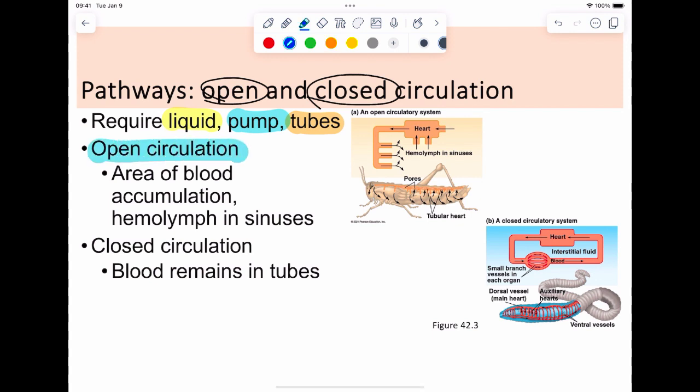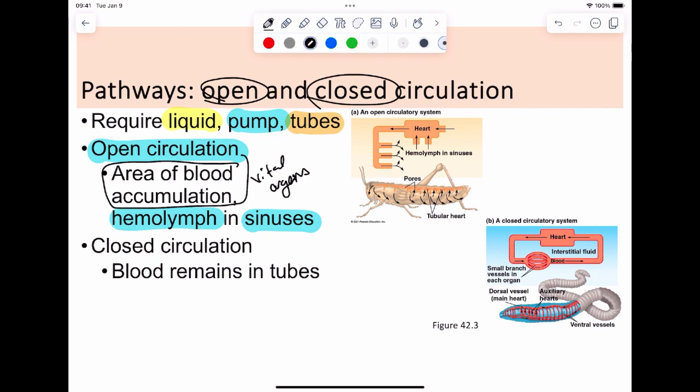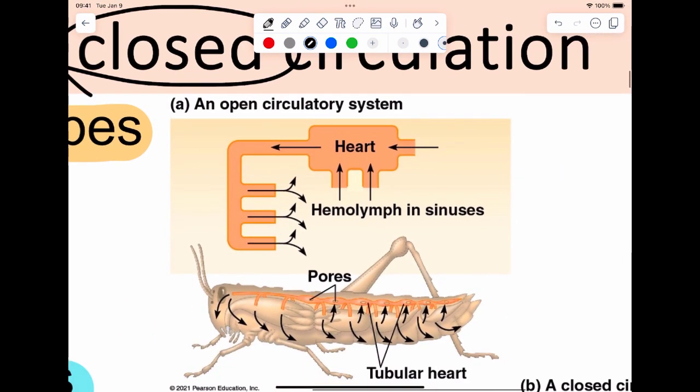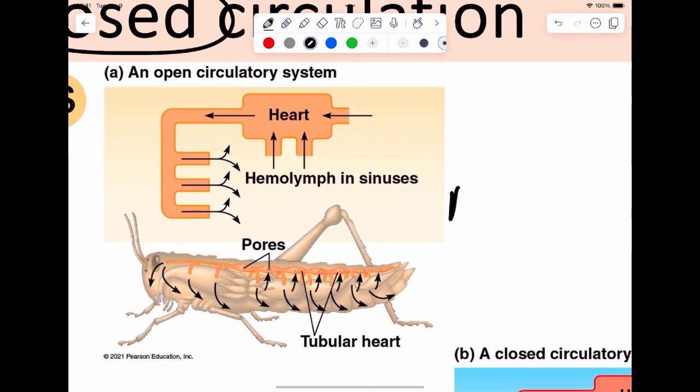Basic idea. If you have open circulation, you're going to have some large area where blood just dumps in. Where is that going to be? The vital organs. Where digestion occurs, where the brain turns out to be, where a majority of the muscles are found, where there's going to be lots of ventilation, that's where we're going to dump all of our blood. We call that area the sinus. The blood is called hemolymph. The cavity is called a sinus. So that would be a lot of your arthropods.